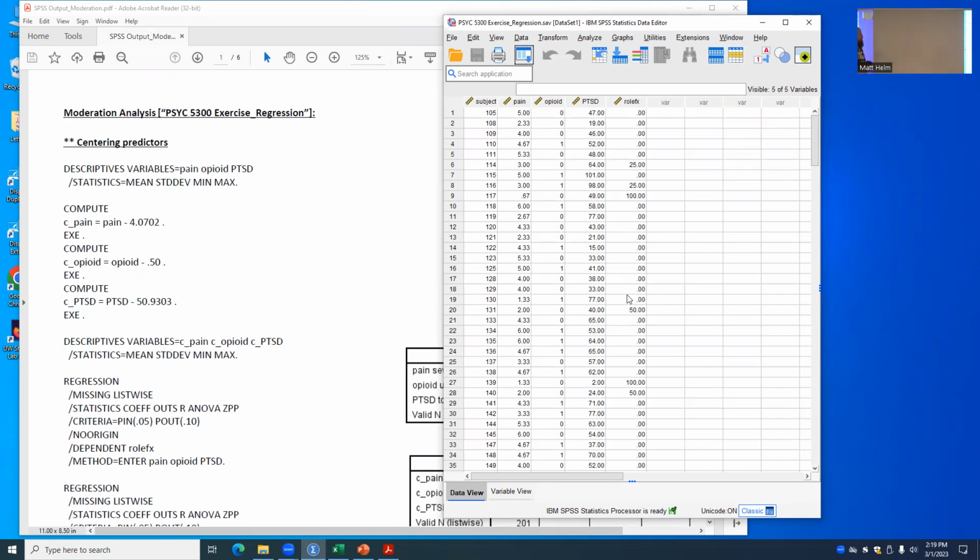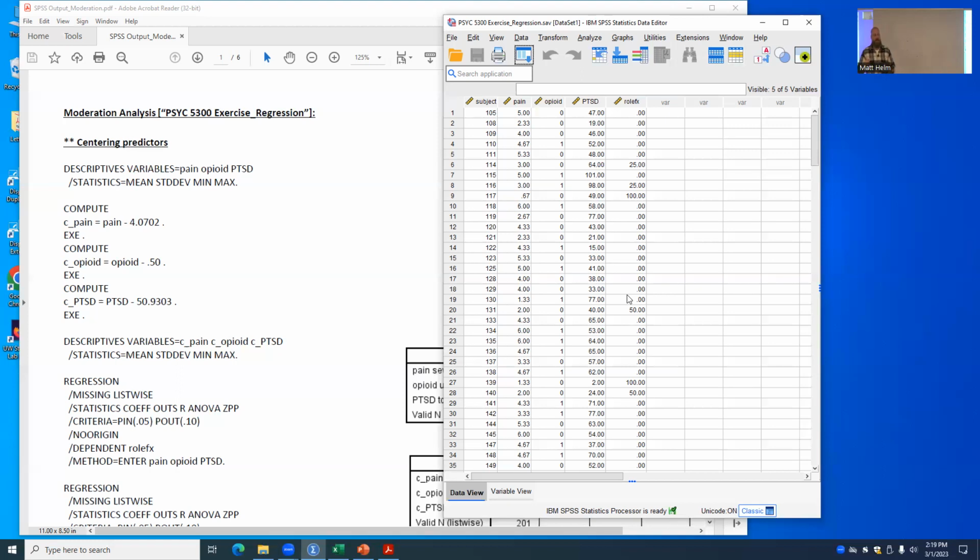Now here, what we need to decide is, if I center pain, I center PTSD. Remember that anytime we're working with a regression, any coefficient represents the expected unique effect of X on Y, holding everything else constant at 0. But we get to choose what 0 means. And by centering, we're choosing 0 to mean the average, or the mean, of something.